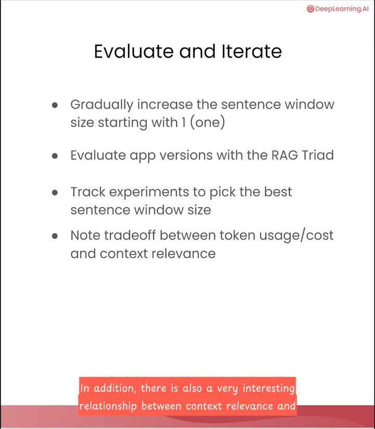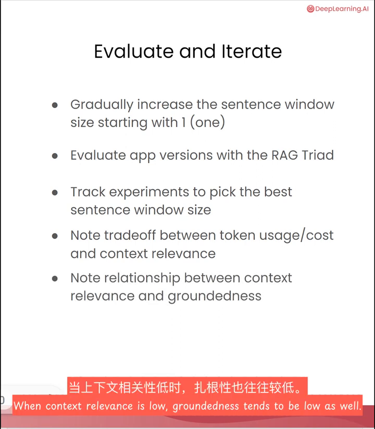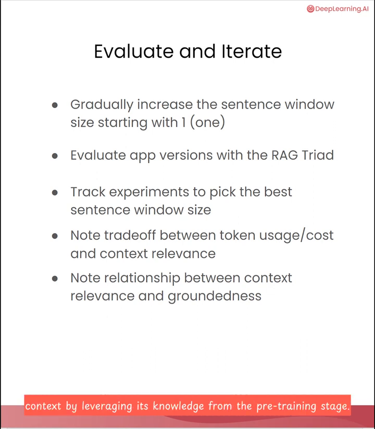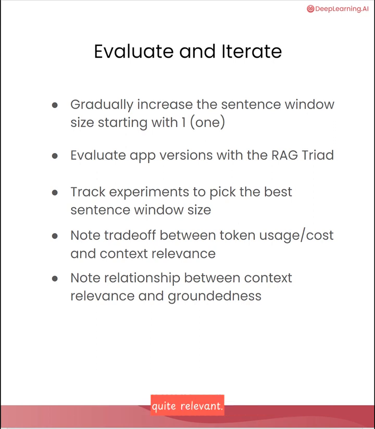In addition, there is also a very interesting relationship between context relevance and groundedness that you can see in practice. When context relevance is low, groundedness tends to be low as well. This is because the LLM will usually try to fill in the gaps in the retrieved pieces of context by leveraging its knowledge from the pre-training stage. This results in a reduction in groundedness, even if the answers actually happen to be quite relevant.